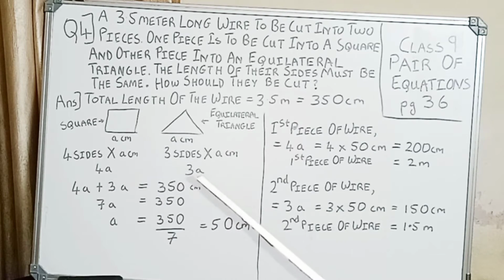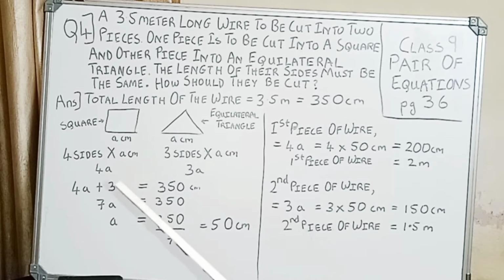This 4a and 3a you have to add, and equate this to 350 centimeter. So 4a plus 3a is equal to 350 centimeter. Now if you add these two terms, 4a and 3a, it will become 7a. So 7 into a is equal to 350. A is equal to, when you take 7 to the opposite side of the equal to sign, the multiplication will get converted to division. So 350 divided by 7, when you divide this you will get 50 centimeter. So you have got a is equal to 50.